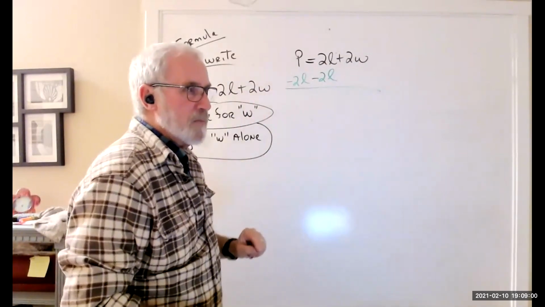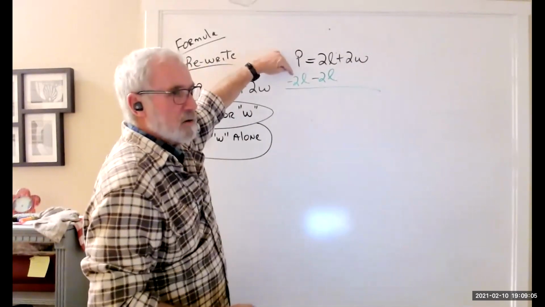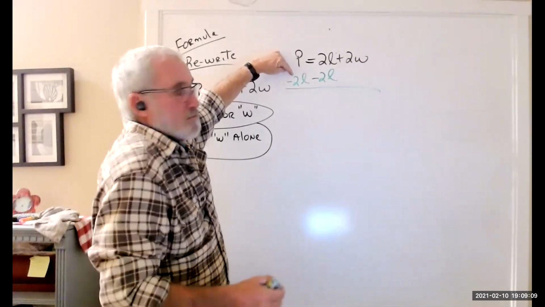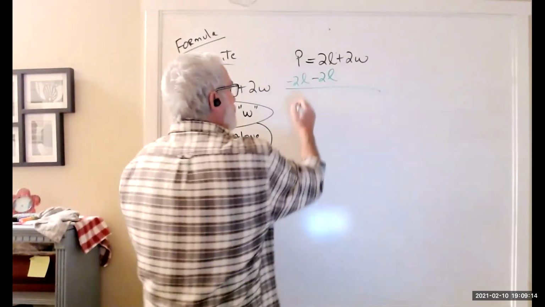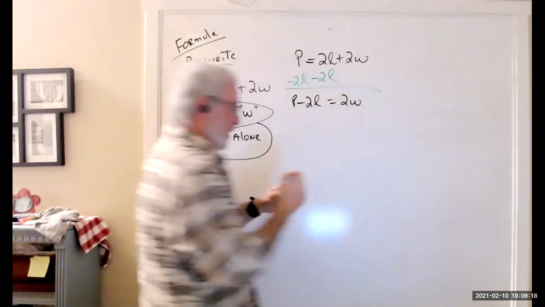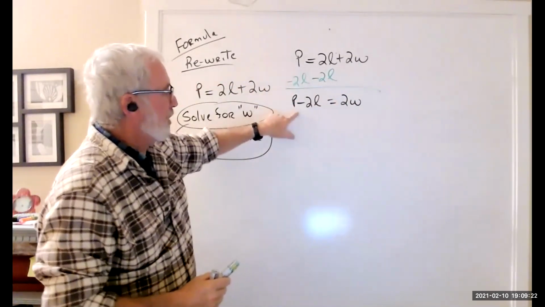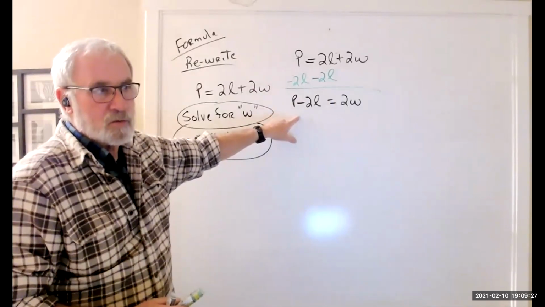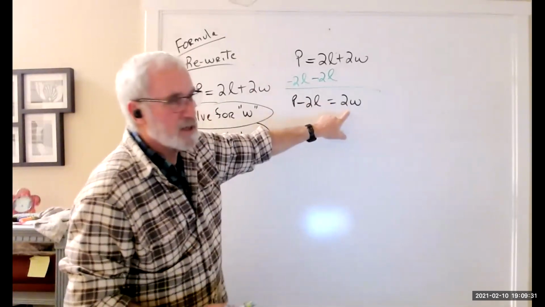Here's the algebra. Can you actually do P take away 2L? Is there an answer to that? No, I don't know how to do that. So in algebra, we simply write that we tried to take it away, P take away 2L. We just couldn't. That's the best we can do. But what we've done is gotten the 2W isolated.